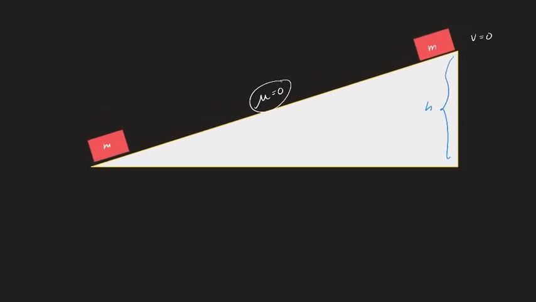So I have a ramp, H high, with a box, and let's say for this example that there's no friction on the ramp. Release the box from rest. How fast is it going when it gets down here?